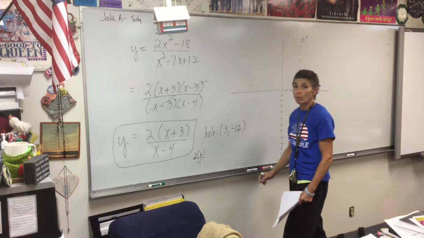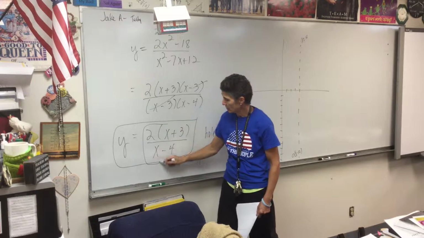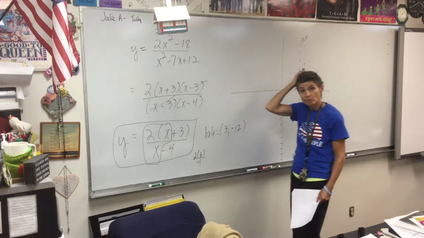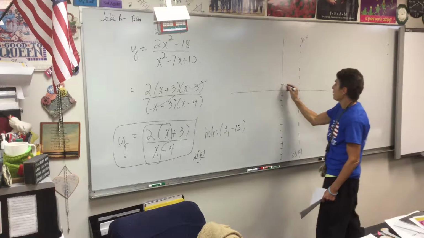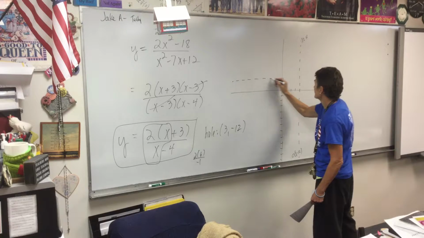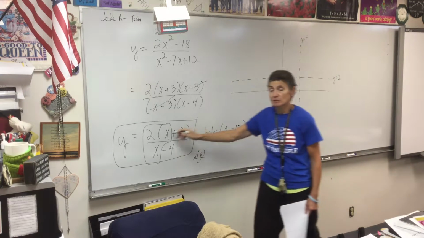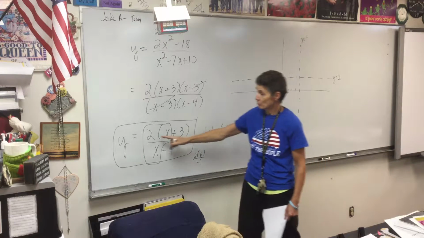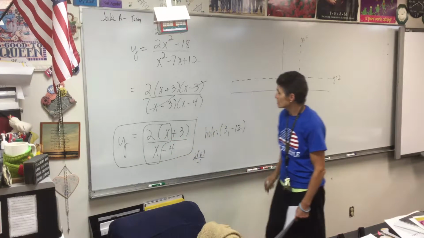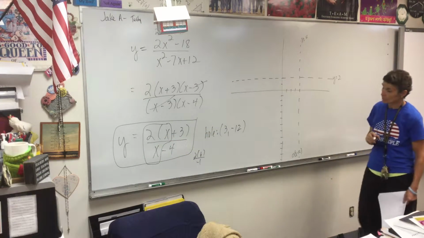I know I'm going to have a horizontal asymptote at y equals 2, because that's how I find horizontal asymptotes. I put x over x, and I happen to have 2x over x, so my asymptote's at y equals 2.